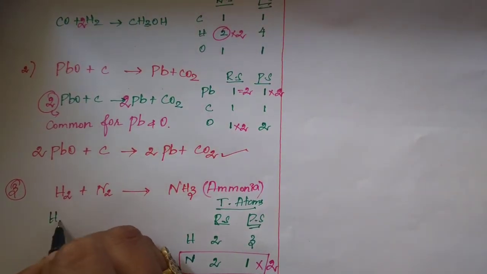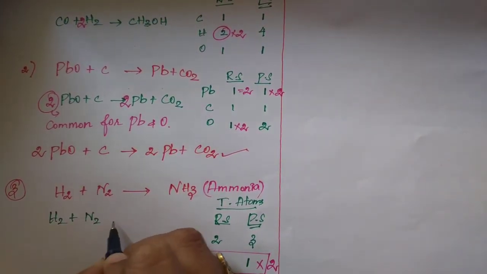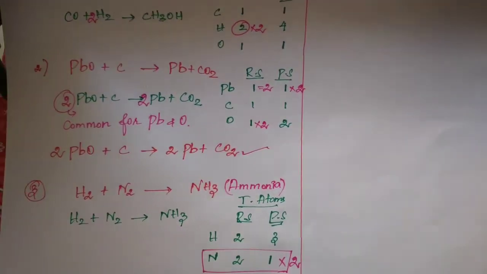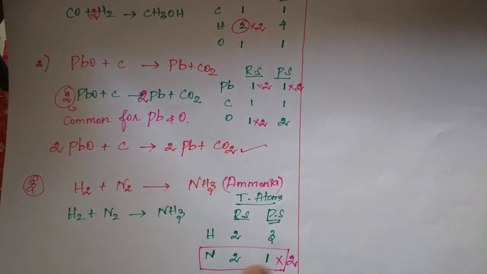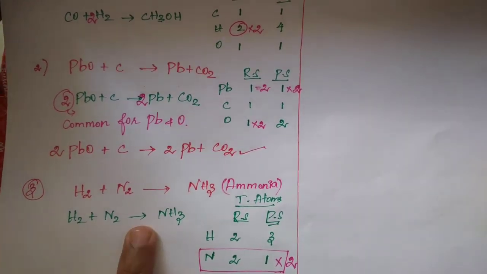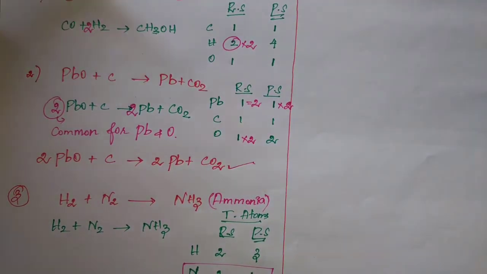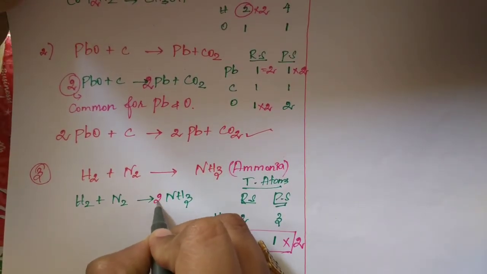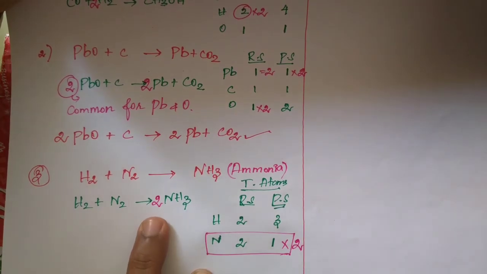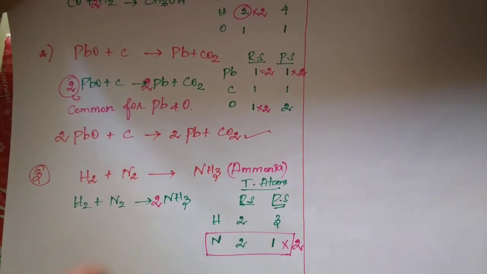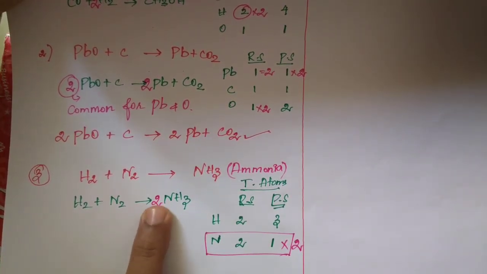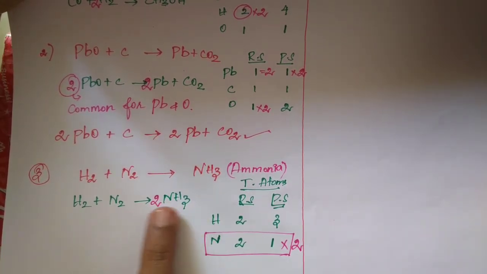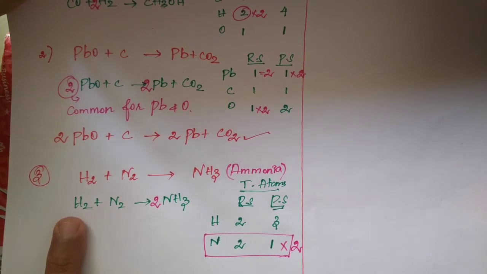Now H2 plus N2 gives NH3. Now I multiplied 2 nitrogen in product side. So you have to mention 2 here. Write 2 here. Once you multiply 2 here, once again you have to check. Now 2 nitrogen. And now hydrogen becomes 6. 2 into 3, 6. But here only 2.